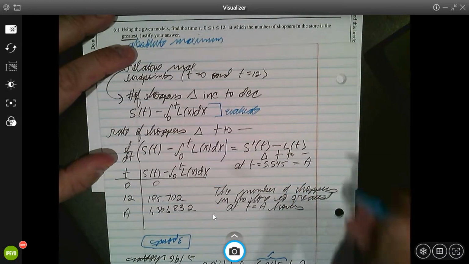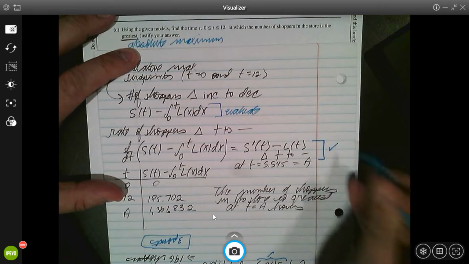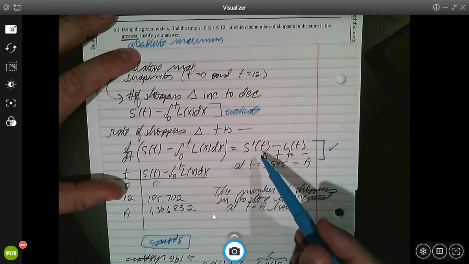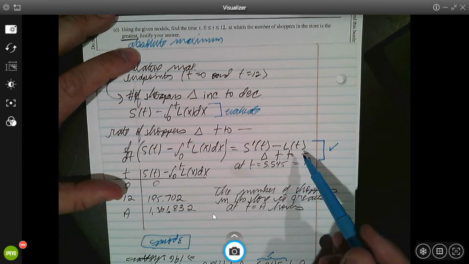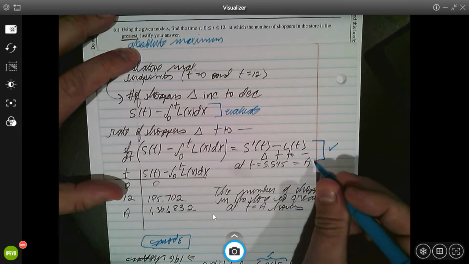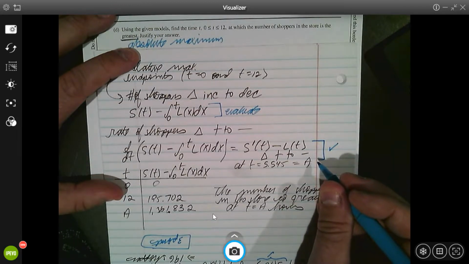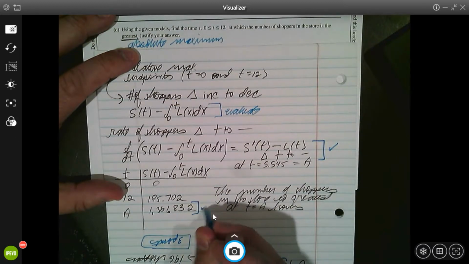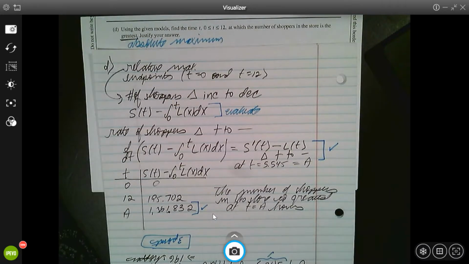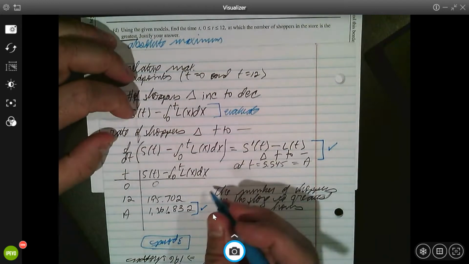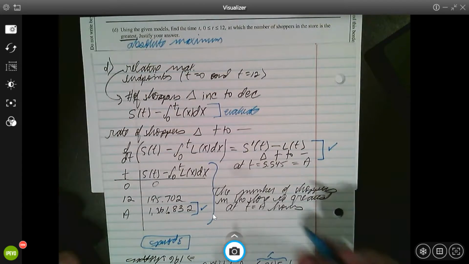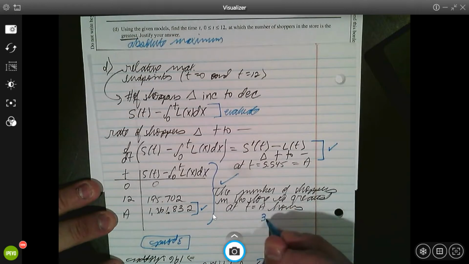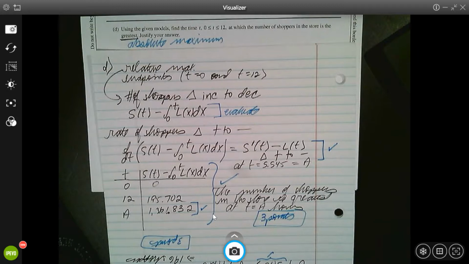Now, what did they do? They awarded 1 point for considering where this expression changes from positive to negative, 1 point for the answer being 1,361.832, and 1 point for the justification. The justification is sort of all of this put together, for a grand total of 3 points.